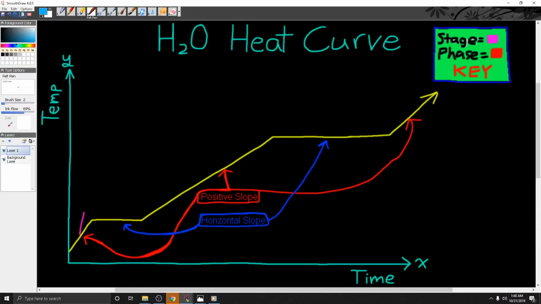First is the solid stage. Since this is the heat curve of water, the H2O takes the form of ice. This is when the compound H2O is below 0 degrees Celsius. This is also the stage that has the least amount of energy flowing through.